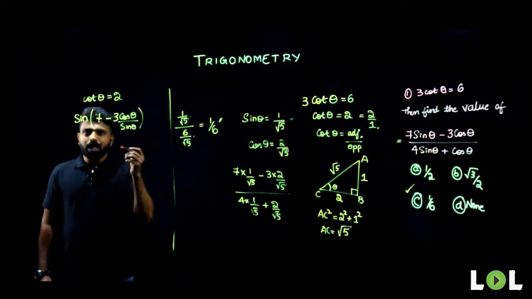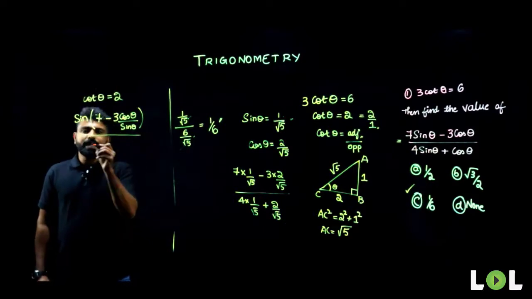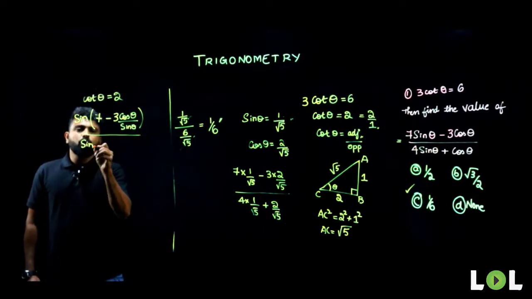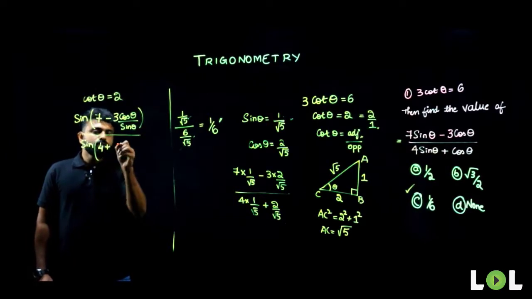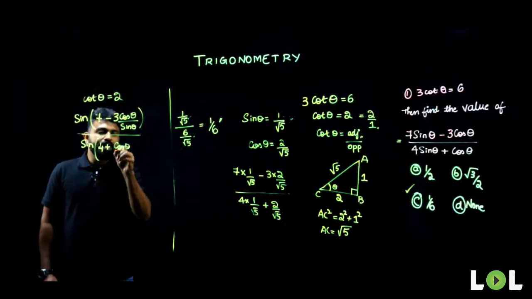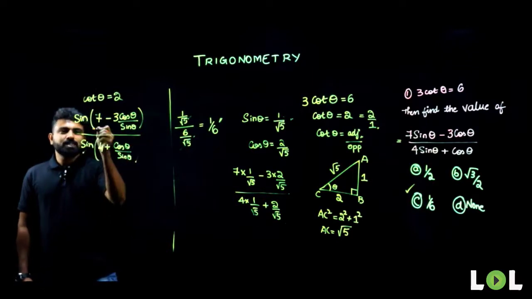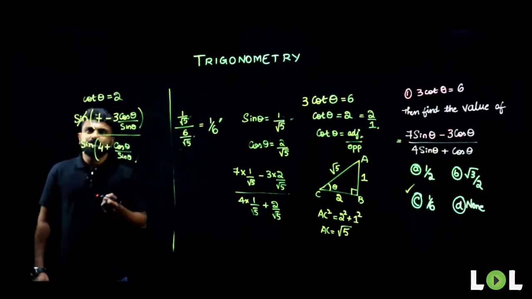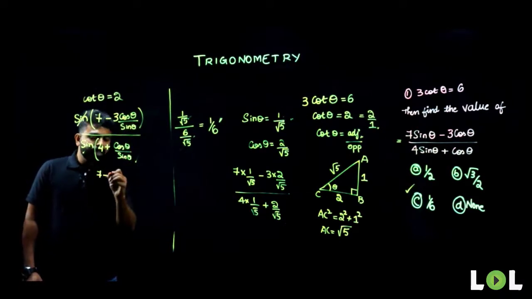What will I be left with in my denominator? Again in my denominator I'll be taking sine common. So I'll be left with 4 plus cos theta divided by sine theta. Now we all know that cos theta by sine theta is nothing but cot theta, and here sine and sine get cancelled. So what will be left? 7 minus 3 cot theta.